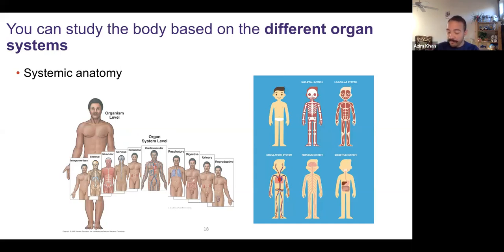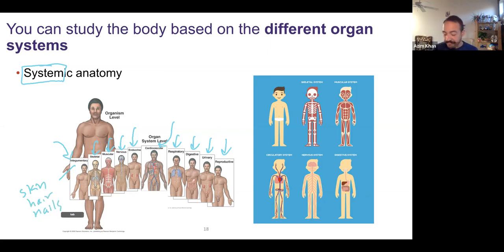A system, the word system here, is referring to the different organ systems. You may know these different organ systems like the reproductive system, urinary, digestive, respiratory, cardiovascular, endocrine, nervous, muscular, skeletal, and integumentary. If you're curious, integumentary means skin, hair, nails, and glands that go in your skin. That's what systemic anatomy is. We will be focusing largely on systemic anatomy.